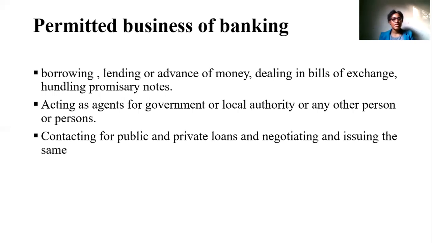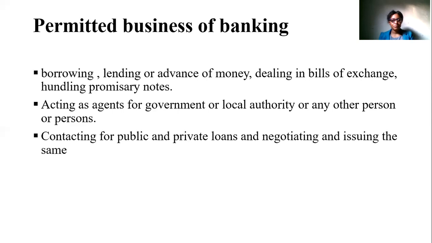Then it is also permitted to act as an agent for government or local authority or any other person or persons. So as a bank, they are permitted to act as an agent for their customers, for instance. They're permitted to act as agents for government, agents for local authorities, agents for an individual, or even for a company. They can act as an agent by doing some agency services as a bank.